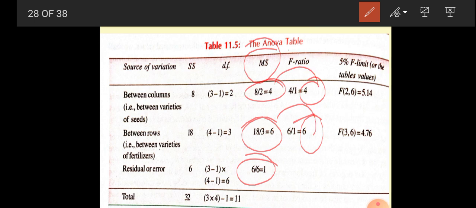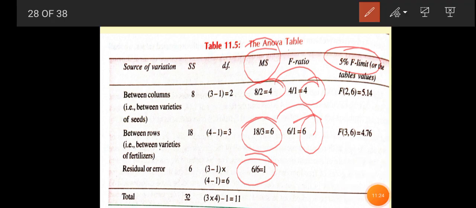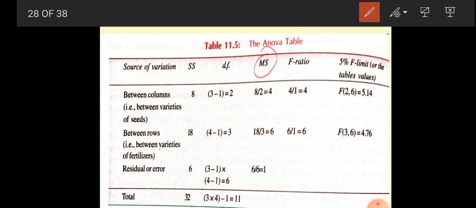Now what we have to do is find the 5% F limit. So how do we find the F limit? Just see the formula first. What is the formula for the F ratio? The F ratio is MS between divided by MS of residual, or error variance. So it is 4 by 1 and 6 by 1. To find the 5% F limit, we use the degrees of freedom, so 2 and 6, and 3 and 6.